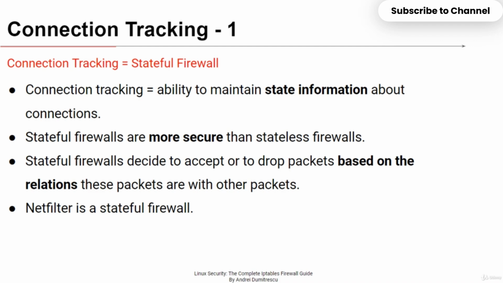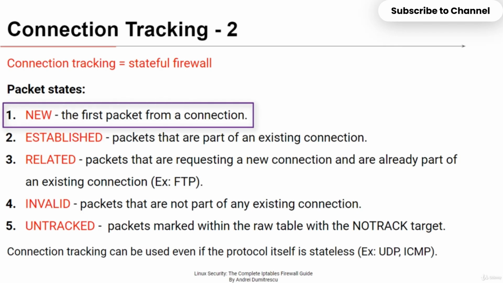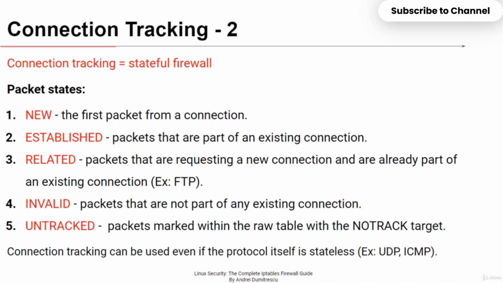The decision to drop or to accept a packet is not taken anymore based on the values in the packet headers like source or destination IP addresses or ports, but on the relation the packet has with other packets. For a packet, there are the following states defined. A new packet is the first packet of any connection. It's in fact the packet requesting a new connection, such as a TCP packet with the SYN flag set or the first ICMP echo request packet.